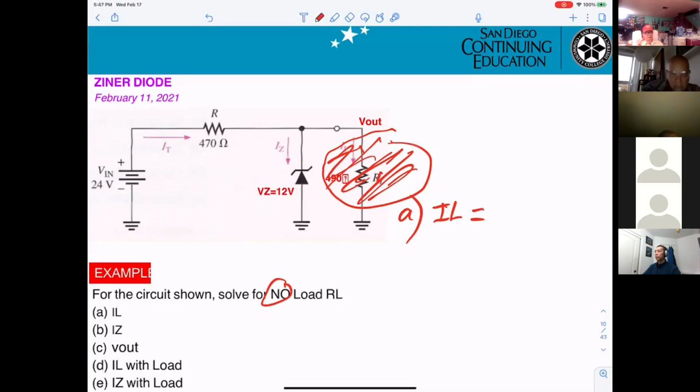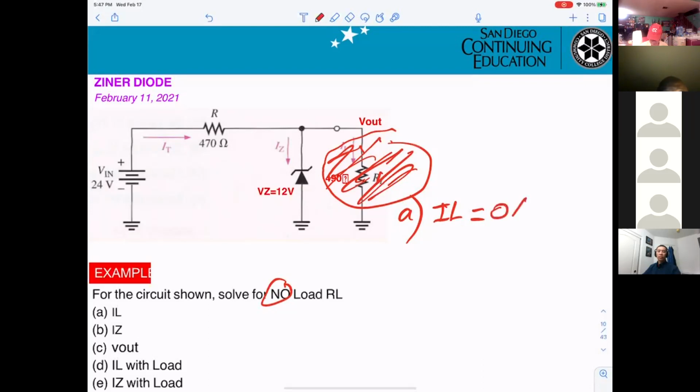If there's no load, then there's no load current. IL is 0. I'm asking for current. Current is 0. The thing is, when we remove the load, it will be open. The current must be 0, right? Open. How can the current be flowing?